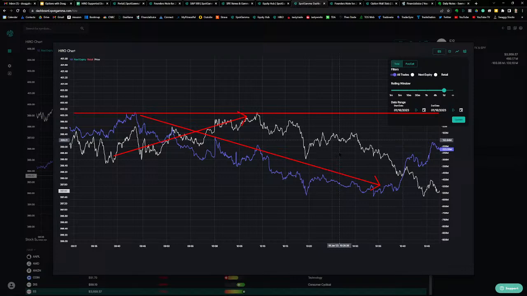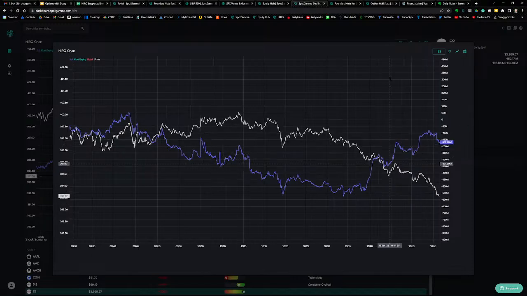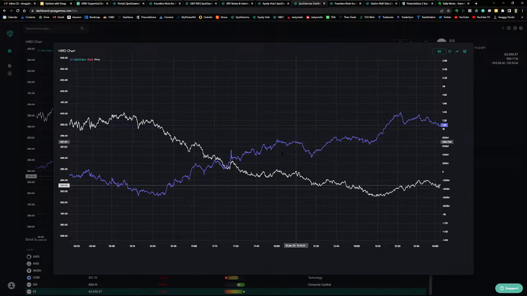It went down a lot further than I expected. But let's see, if you bought a put here, zoom all the way out. Now it looks like traders are fading the down move, and that's pretty typical as well.